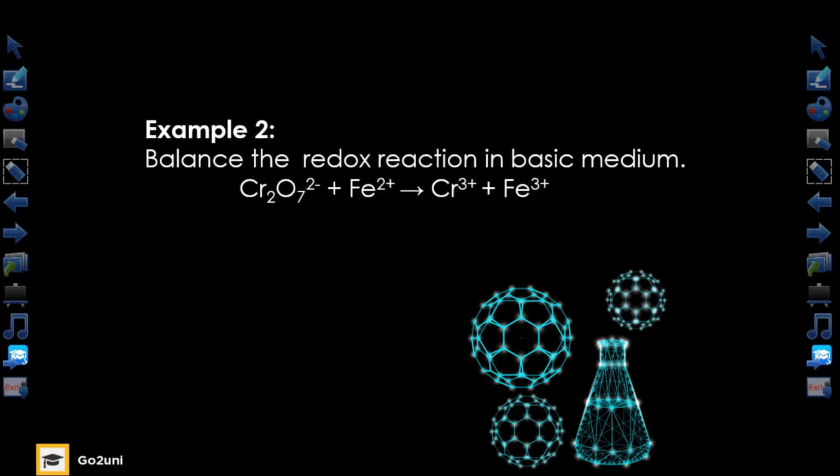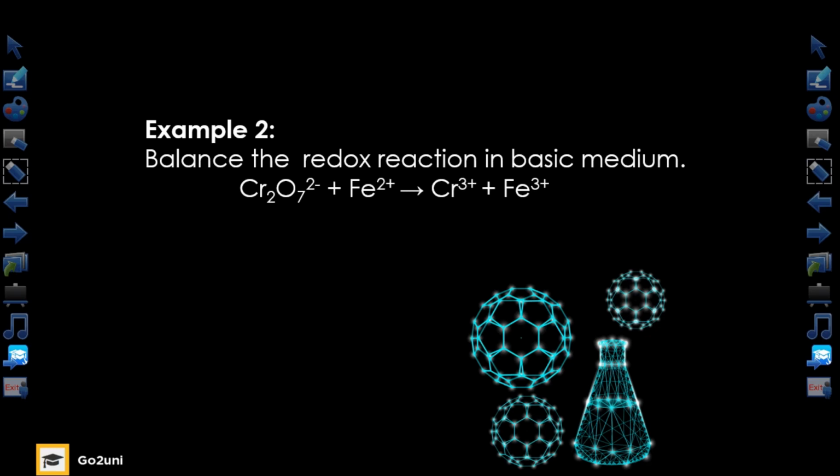So our example 2 says we should balance the redox reaction in basic medium. So we shall proceed now to looking at how to balance that reaction in basic medium. So how do we go about that? Now we'll have to do so just as we have done in the previous example.